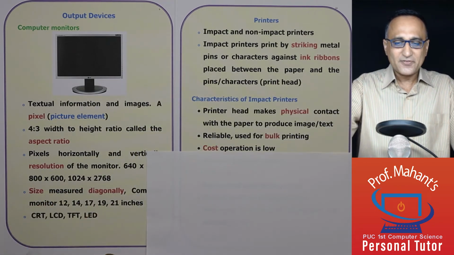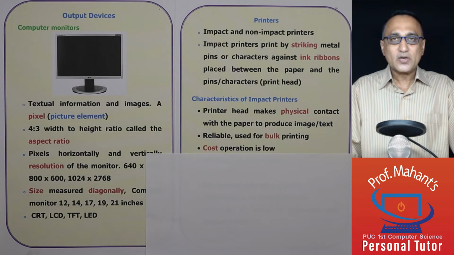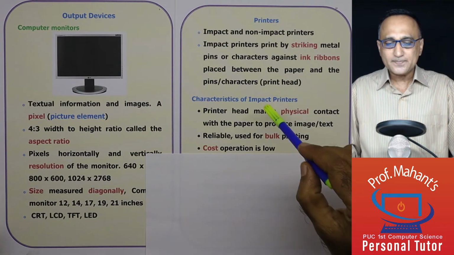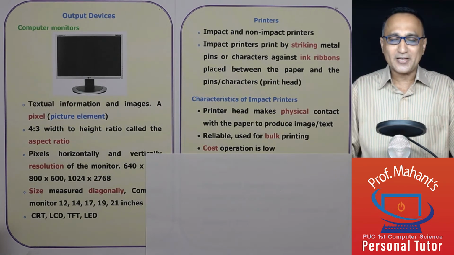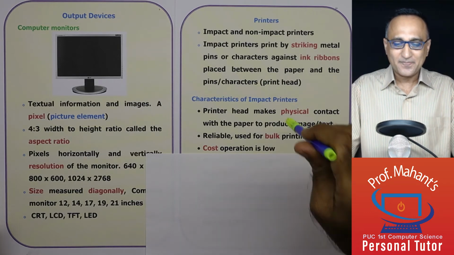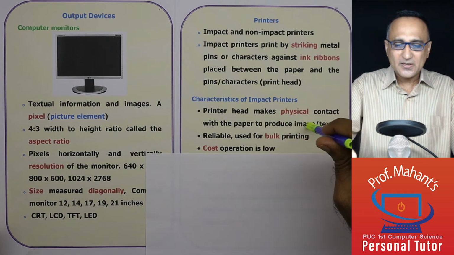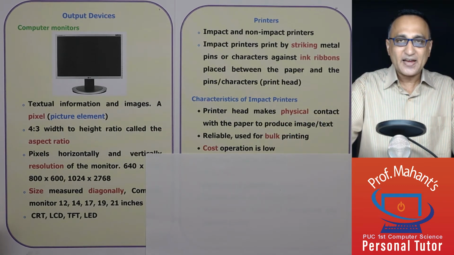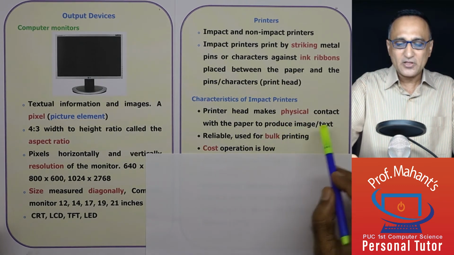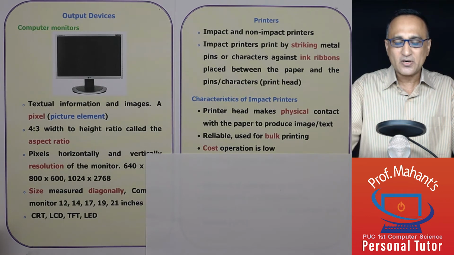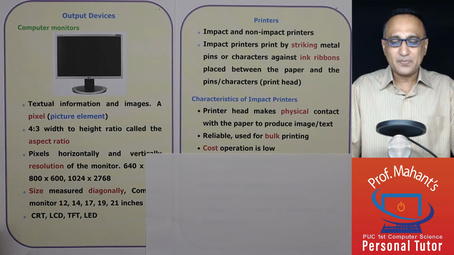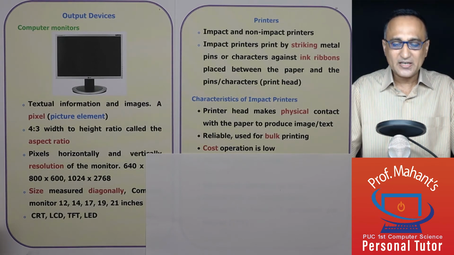So let's first start taking a look at what are the common properties of an impact printer. Impact means the print head is touching the ribbon physically, and because of the physical contact with the paper, it's able to produce the image or text. So if a print head makes physical contact with the paper, such a printer is known as an impact printer, which is used to produce both images and text.